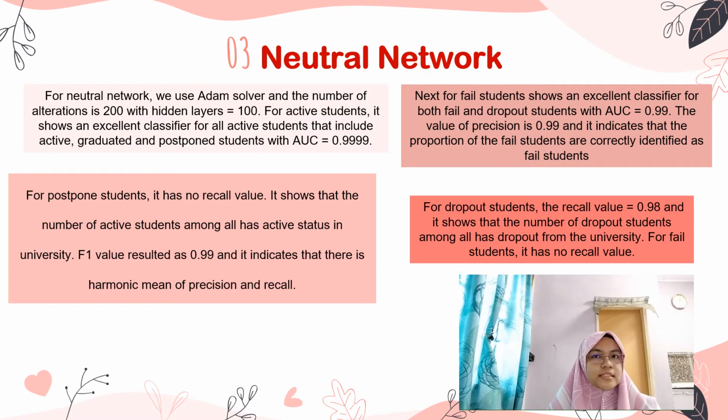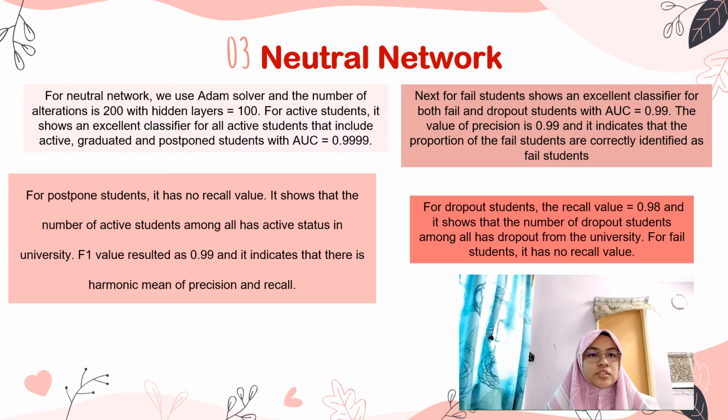The value of precision is equal to 0.99, and it shows the proportion of the active students correctly identified as active students, while the recall value is equal to 0.99 for both active and graduated students. For postponed students, it has no recall value. It shows the number of active students among all who have active status in the university. The F1 value resulted as 0.99 and indicates the harmonic mean of precision and recall.